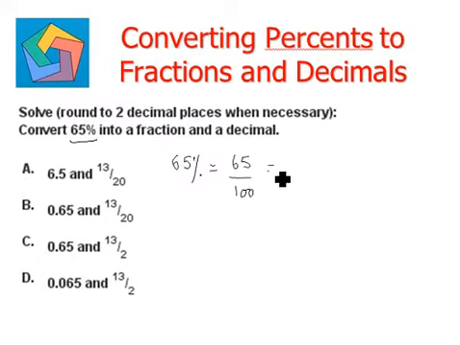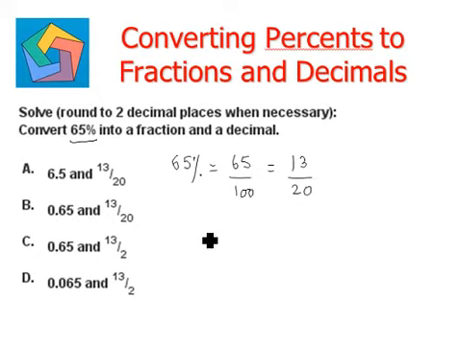Now these two numbers can be divided by 5. Sorry, 5 times 13 is 65 and 5 times 20 is 100. So we get 13 divided by 20. This fraction cannot be reduced further, so we leave it here as it is.